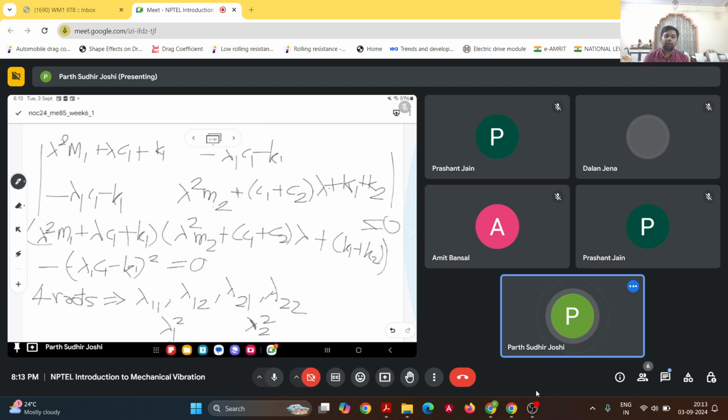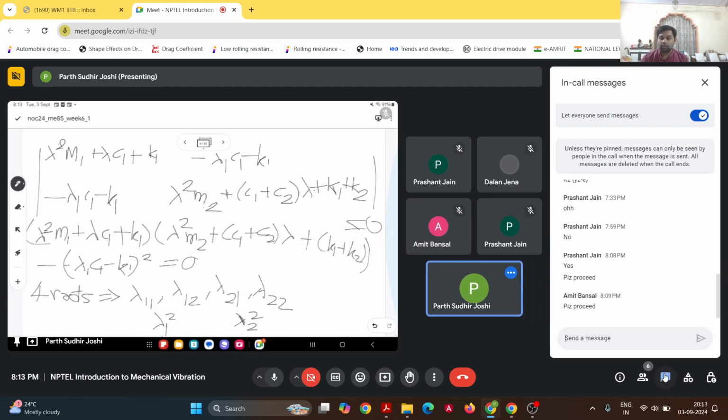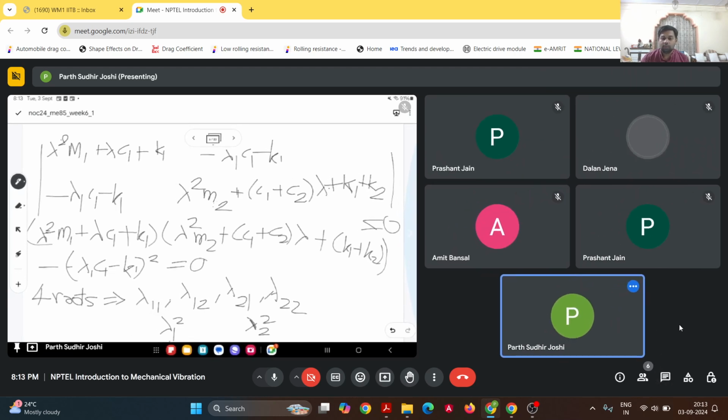Are you able to follow up to this part? You will realize this once you solve with proper numerical values. You can take my word for now, and you will realize this for lambda 1 1 and lambda 1 2 once you solve an actual problem with numerical values. You will come to know that these are complex conjugates as such.